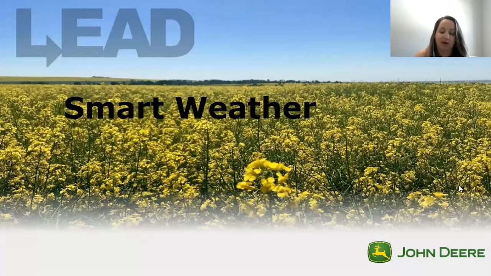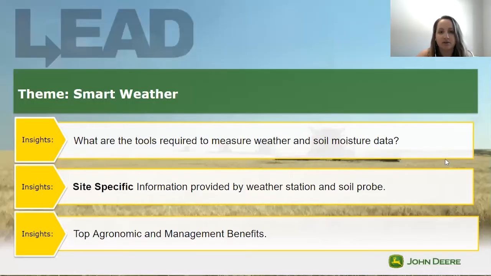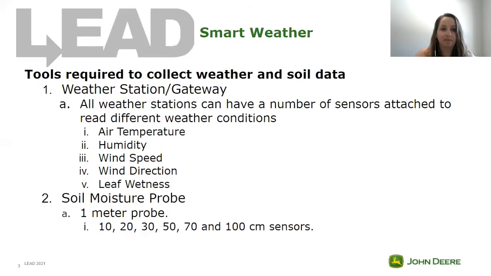Today we're going to talk about the Smart Weather platform and what FieldSmart has to provide. We're going to talk about what tools are required to measure weather and soil moisture data. We're going to talk about the site-specific information provided by that weather station and soil probe, and how that information can help make agronomic and management decisions through the growing season.